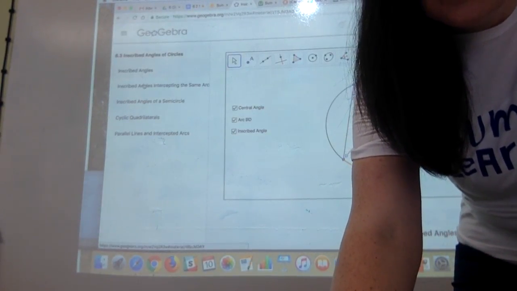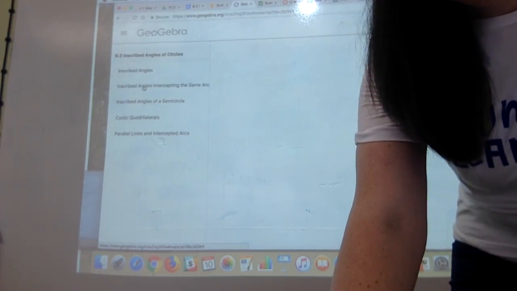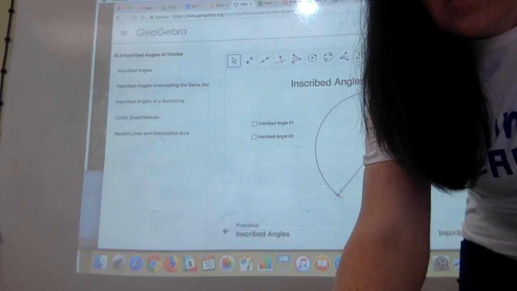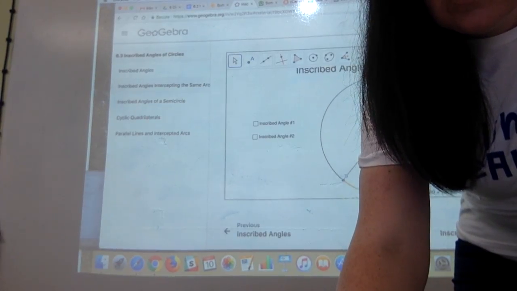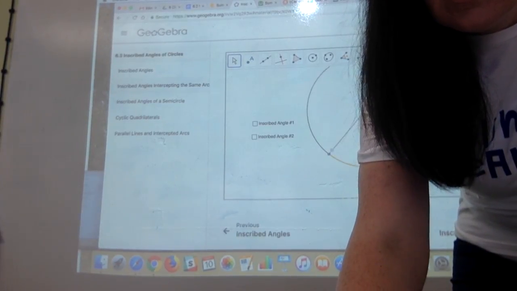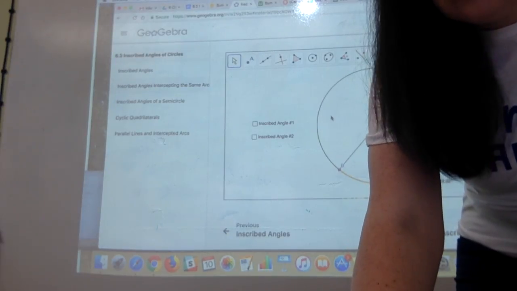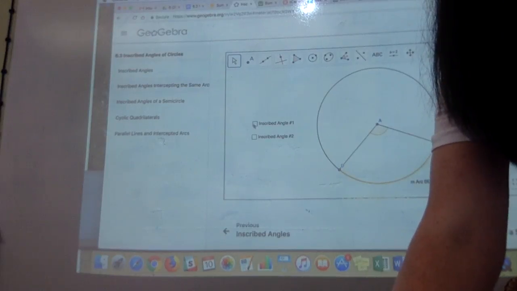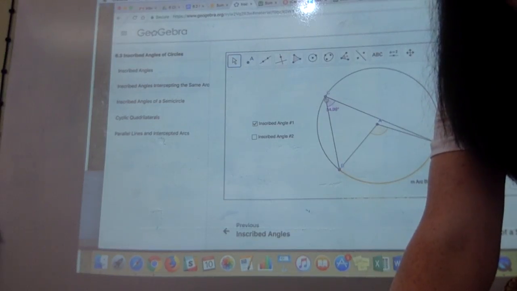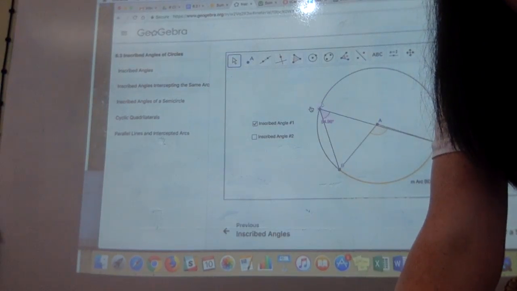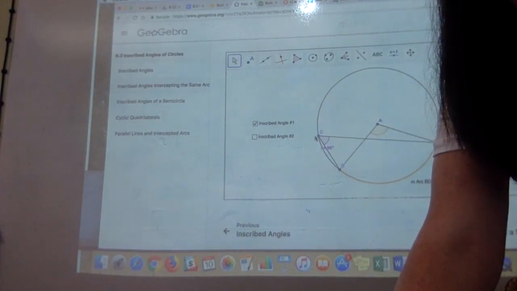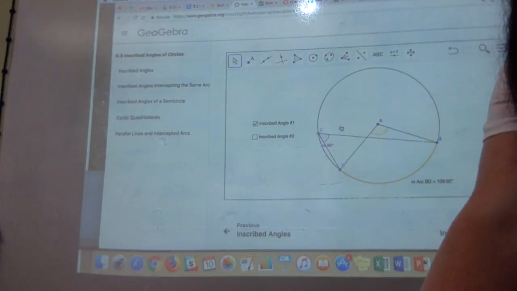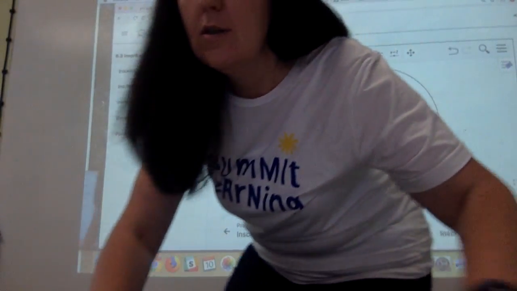So the same arc. There's a central angle, right? This measures 192. So there's one angle, and I can see no matter where I put it, that angle stays the same, unless it comes down here and then it intercepts a different arc. So that's why it changes. Does that make sense?